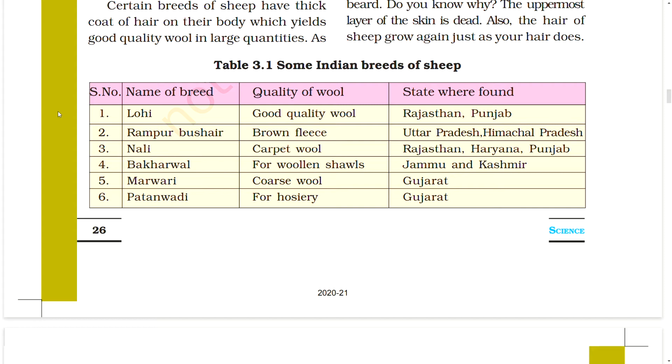4. Bhakrawal, for woolen shawls, Jammu and Kashmir. 5. Marwari, coarse wool, Gujarat. 6. Patanwadi, for Hoshiari, Gujarat.